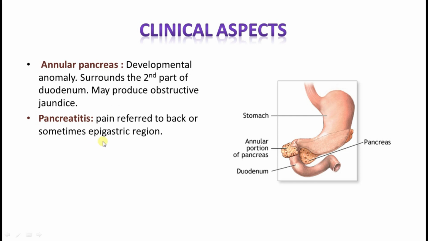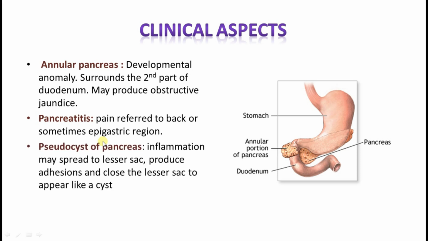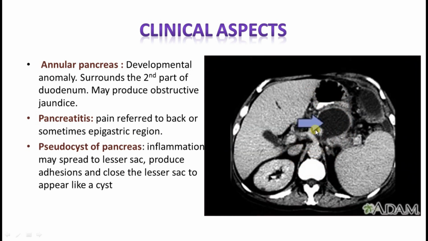Acute and chronic are the two types of pancreatitis we come across. In inflammation, if it spreads to the lesser sac, it might produce a cyst, and naturally it might form adhesions in the lesser sac and close it, which appears like a pseudocyst behind the stomach. This is the liver and spleen, this is your stomach, and here you are able to see the pseudocyst of the pancreas. The lesser sac, due to adhesions, is closed on all sides.